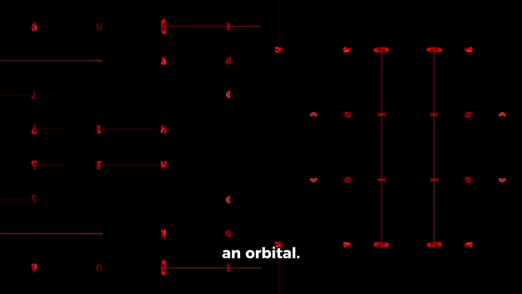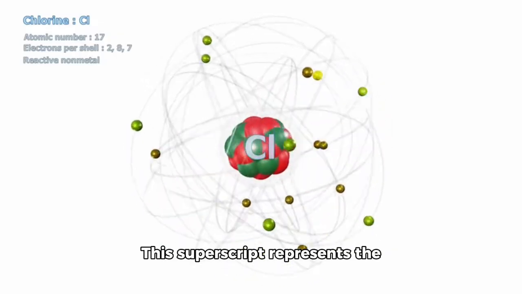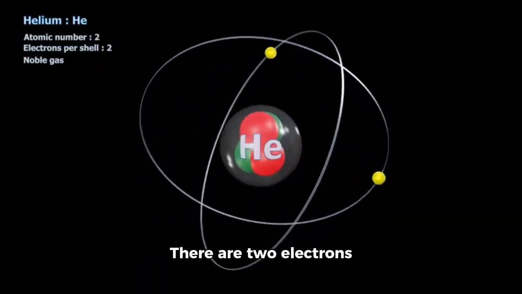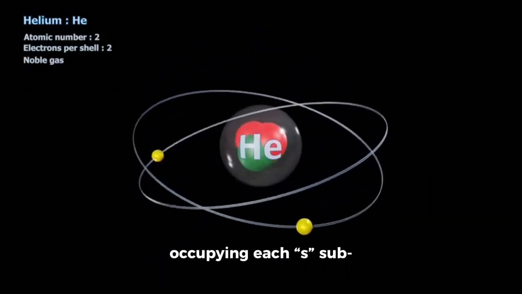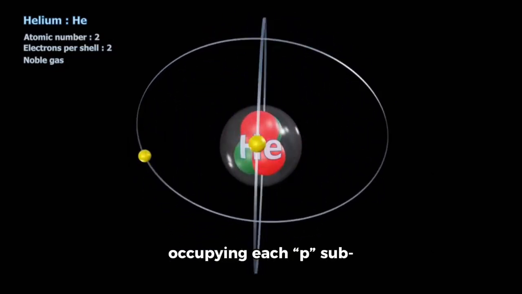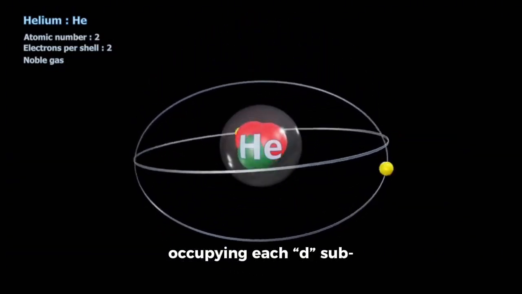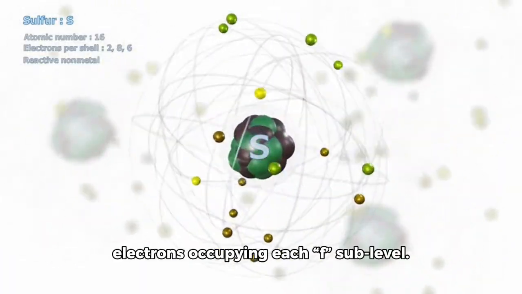In the second method, electron configuration notation, a superscript is placed above the name and main energy level of an orbital. This superscript represents the number of electrons that are contained within an orbital. There are 2 electrons occupying each s sublevel, 6 electrons occupying each p sublevel, 10 electrons occupying each d sublevel, and 14 electrons occupying each f sublevel.